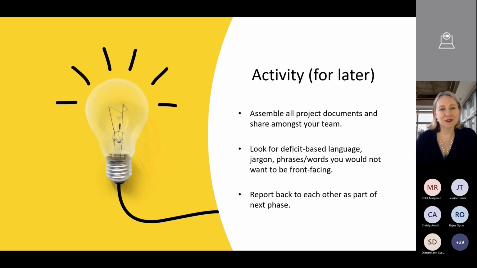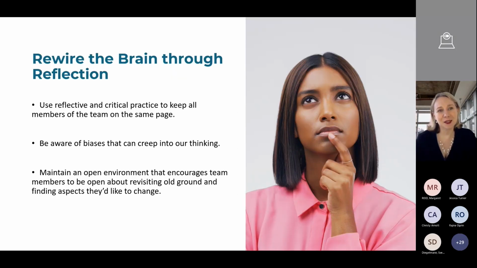I have heard myself slip into deficit a couple of times, even during this presentation. So it's always good to reflect. And then as part of the next phase, which we'll talk about, it's reporting back to your team and talking about it, critiquing ourselves and our own approaches and our own lenses that we're bringing. So this is part of rewiring the brain through reflection, using reflective and critical practice to keep all members of the team on the same page.